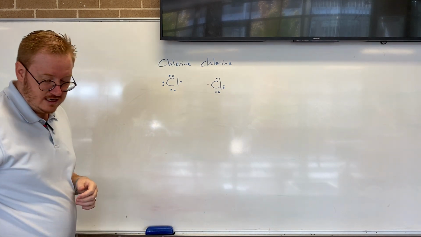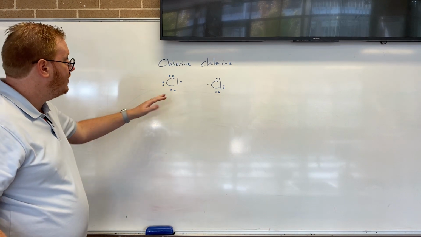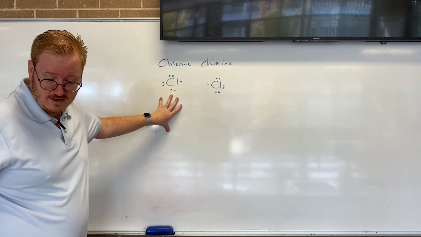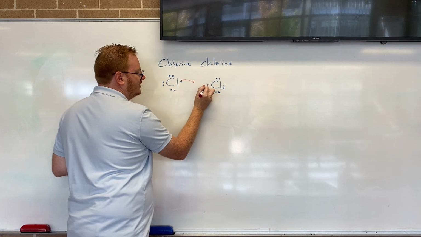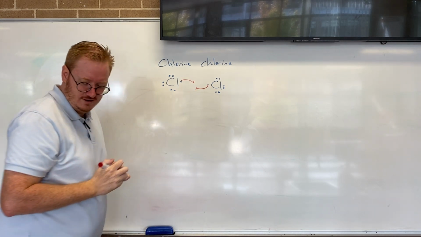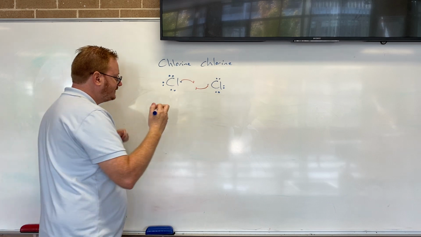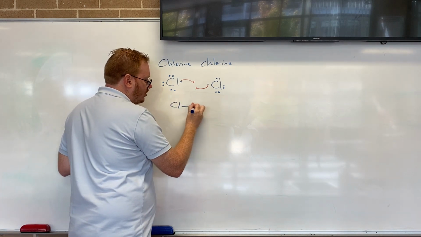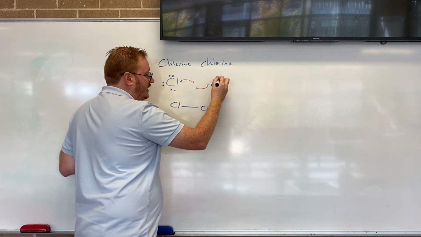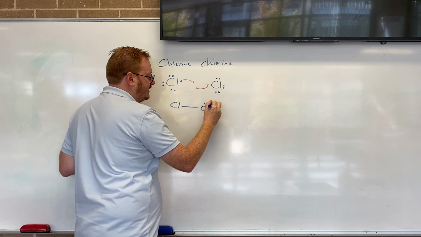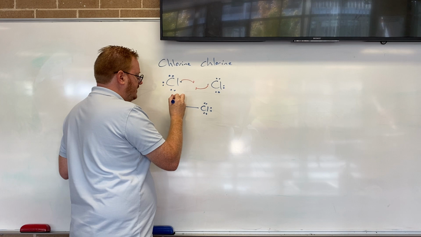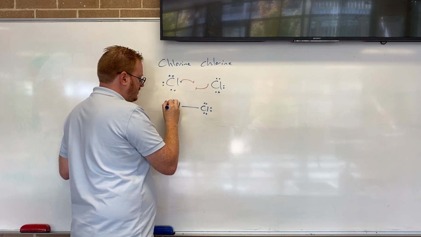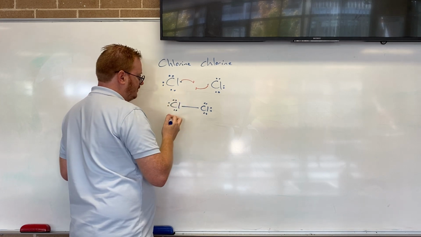There needs to be a covalent bond between them because they're 2 nonmetals. So let's put 1 electron from each one going into the middle and forming a covalent bond and see what we get. Chlorine, covalent bond, chlorine. These didn't change, and these didn't change. We formed one covalent bond between them.